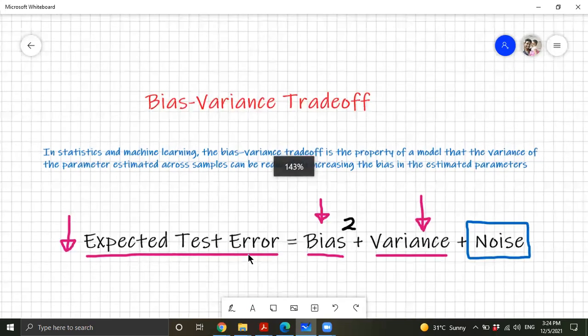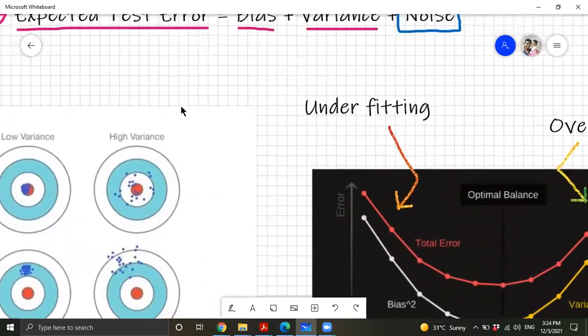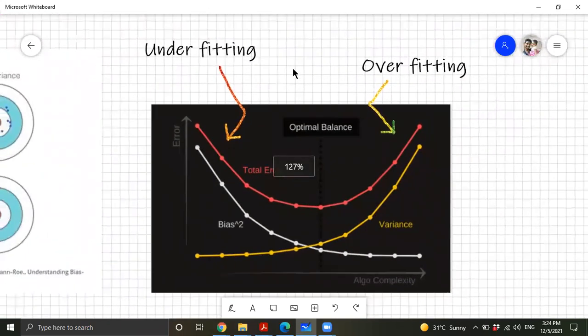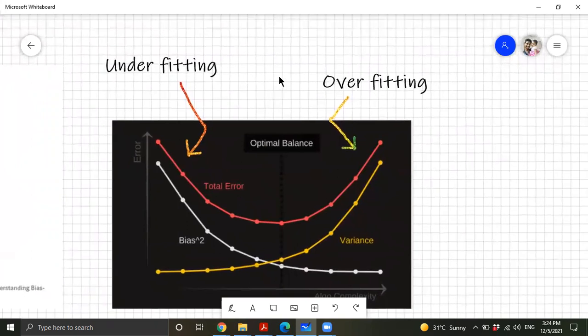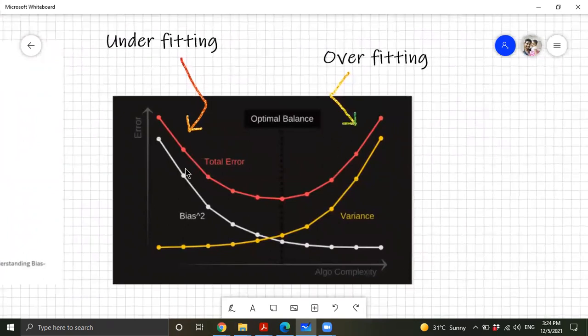This is the basic idea, and you could understand it well after watching this graph. In machine learning, you could see this graph so many times. This is the graph, guys. After watching this graph, you could understand the bias variance well. So if we plot the error on the y-axis and algo complexity on the x-axis, then if we have a model, right?